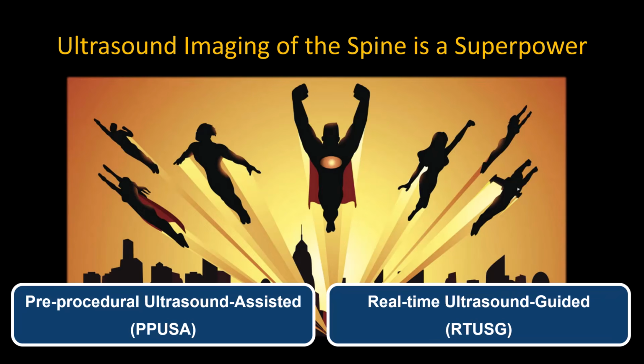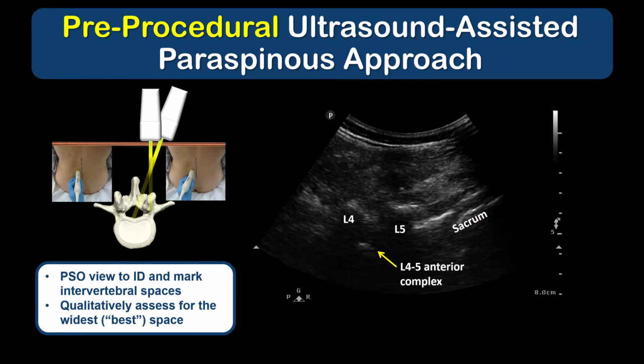We'll look at the pre-procedural ultrasound-assisted approach to start. And this is the approach that I would personally use in difficult patients. I follow a standard ultrasound scanning protocol, which is to start with a parasagittal oblique or PSO view. I identify the various intervertebral levels and mark their position on the skin. At the same time, I also assess the size of the paramedian interlaminar spaces, and this is a qualitative rather than quantitative assessment. My basic rule is if you can see an anterior complex, you have an open interlaminar space.